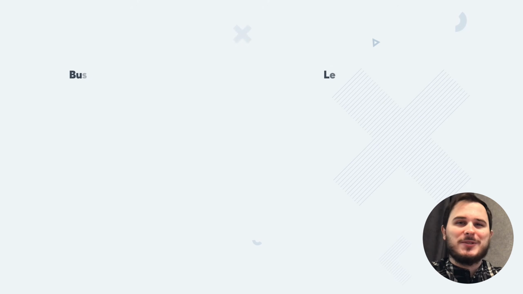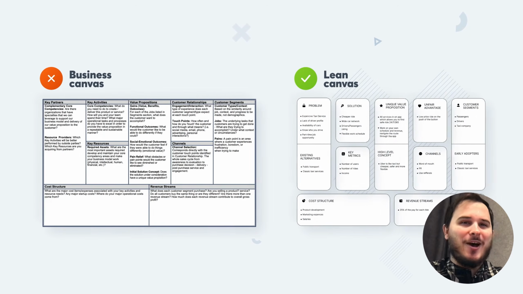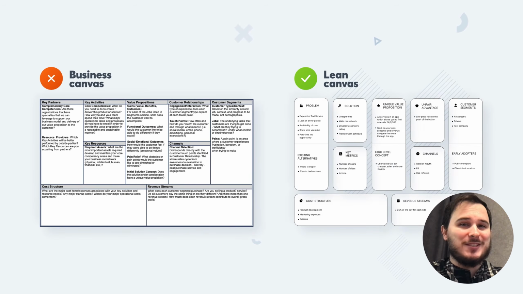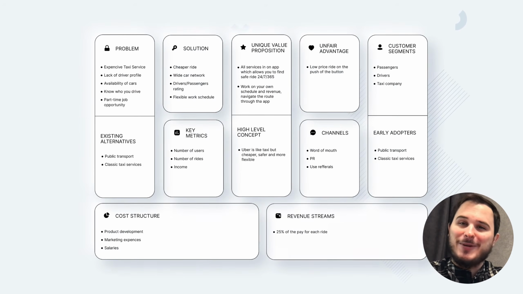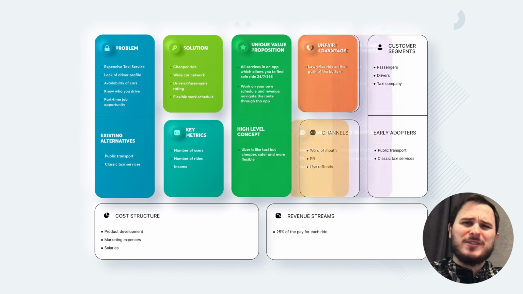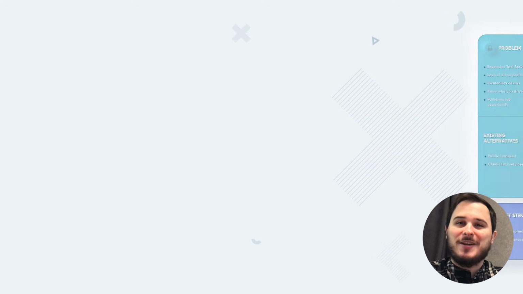First off, forget the business model canvas. That's so 2010s. Instead, opt for the lean canvas business plan. It's much more sensible and does a fantastic job of showcasing your ideas in the best possible light. Now, looking at all these boxes and tables, you might be wondering, where on earth to start? Fear not. This is where my first life hack comes in.